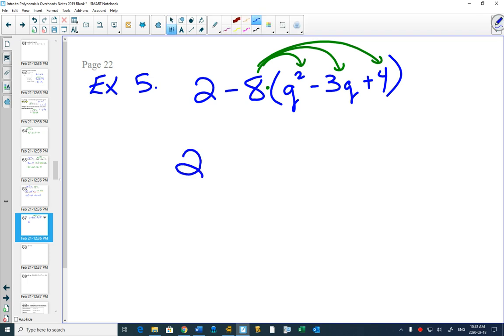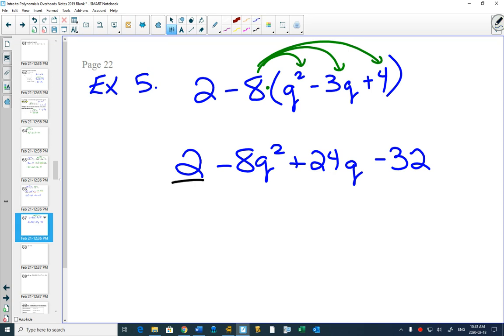So now I would just have the 2, and then that minus 8 goes minus 8 times q squared, minus 8q squared. Minus 8 times minus 3. Will that be positive or negative? Positive. 8 times 3 is 24. My variable is just q. And then minus 8 times a positive 4, negative 32. So the distribution happens first, and now the brackets are gone. So now we can start checking. Do I have any like terms with 2? Negative 32. Perfect.